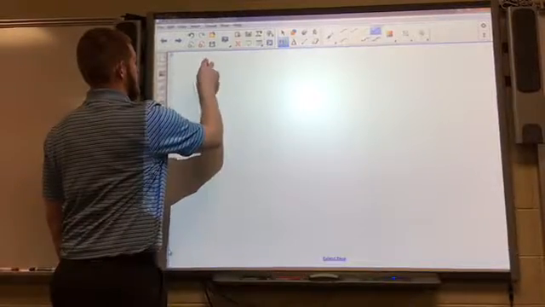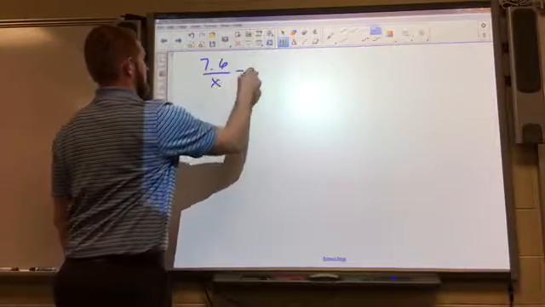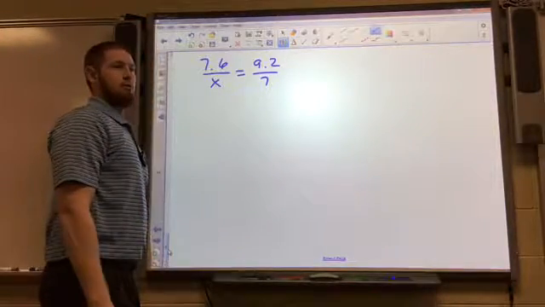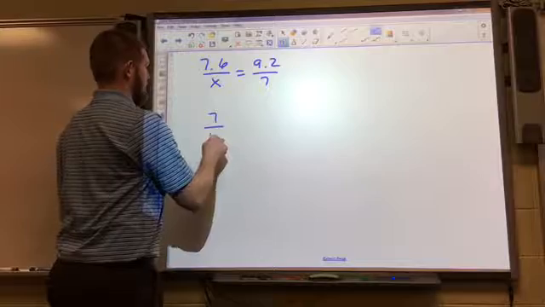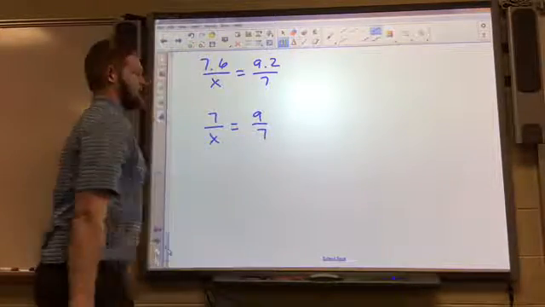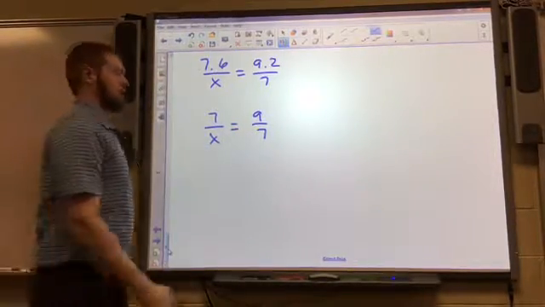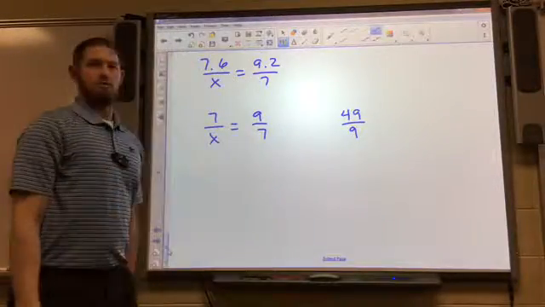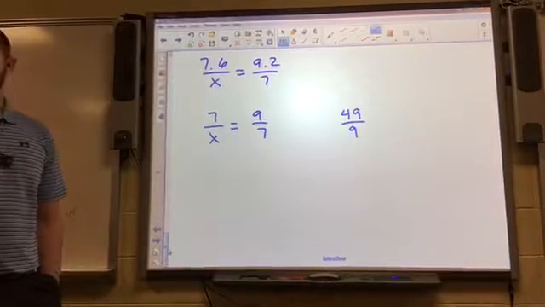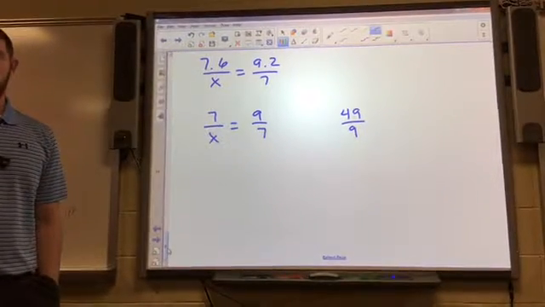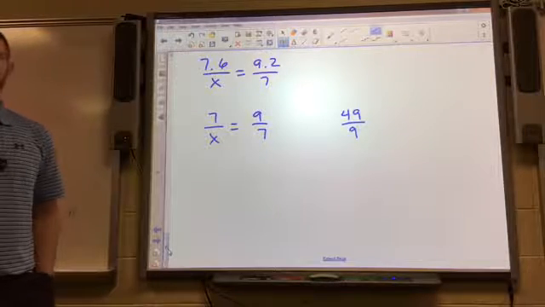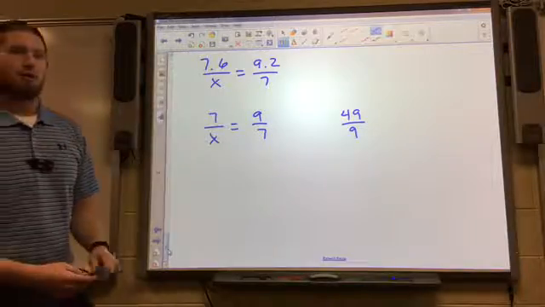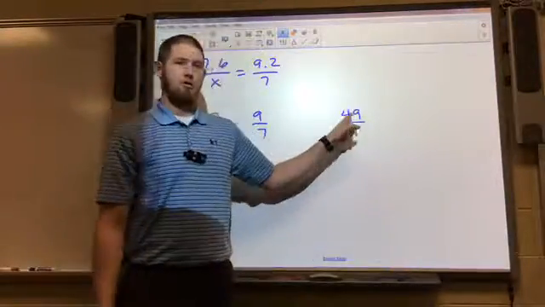Okay, so if it has like 7.6 over x equals 9.2 over 7, can I have a decimal answer? Yes, but if it has 7 over x equals 9 over 7, can I have a decimal answer? No, in this case, I'm going to want an answer like this, as a fraction. If that's reducible, do I reduce that? Yes. Okay, so just be aware of that. Decimals are okay if you start with the decimal, but if you don't start with the decimal, I don't want a decimal answer. I want an improper fraction, please.